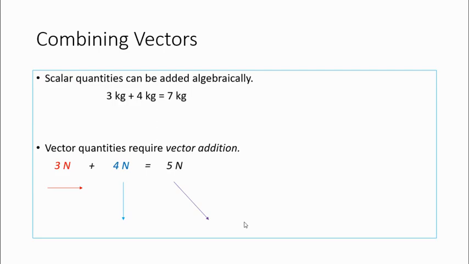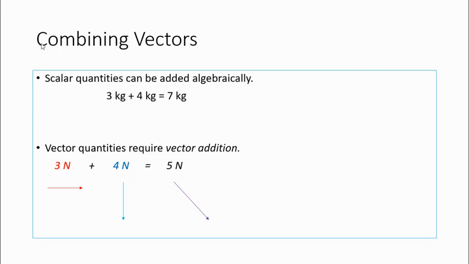So the challenge usually comes with combining vectors. We cannot add vectors like how we add scalars, because the direction is going to make a difference to the result. Scalar quantities can be added algebraically. So 3 kilograms mass plus 4 kilograms mass gives you 7 kilograms mass. No direction involved there, just magnitude.